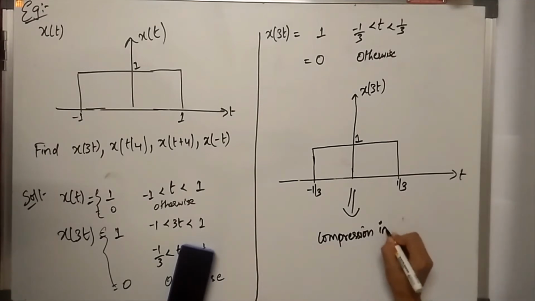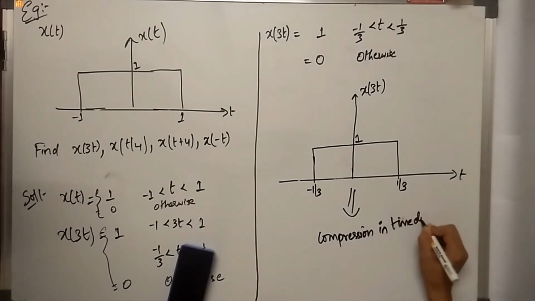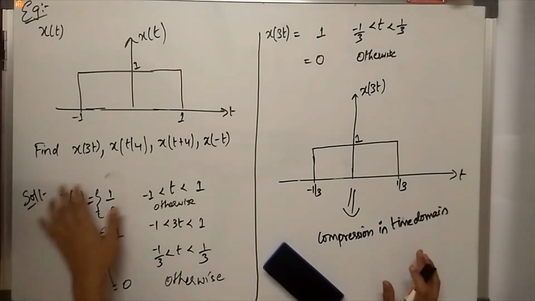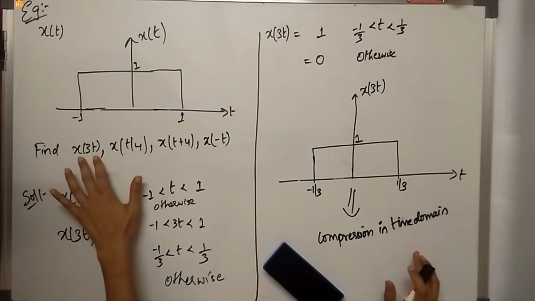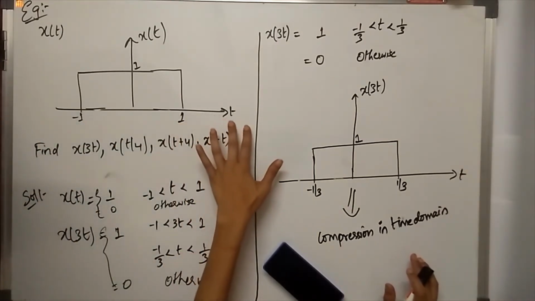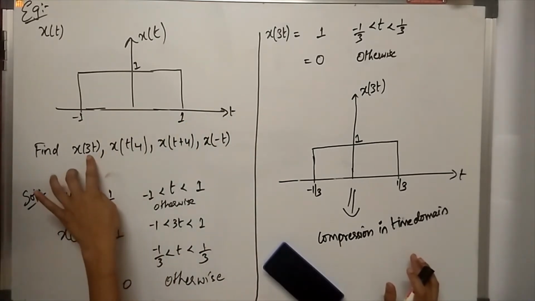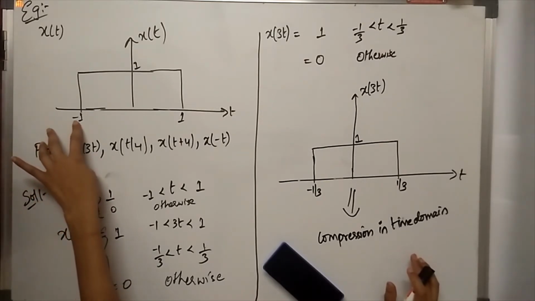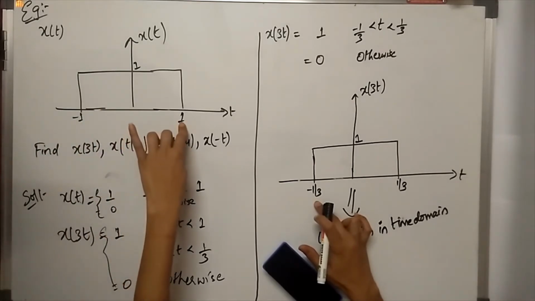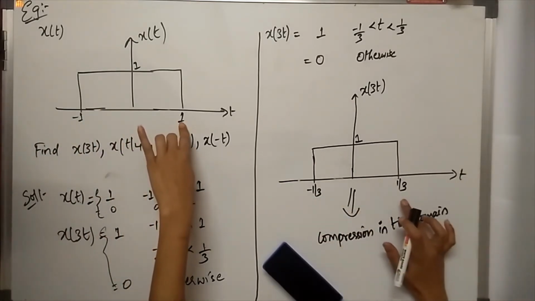So this is nothing but compression in time domain. This is the first observation. What is the second observation? Without writing the mathematical expressions directly, if I ask you to find x of 3t, all you need to do is divide the x-axis of x of t by 3. Is it dividing? Yes, it's dividing. It's -1 divided by 3, so I get a new timeline here. +1 divided by 3, so I get 1 by 3.